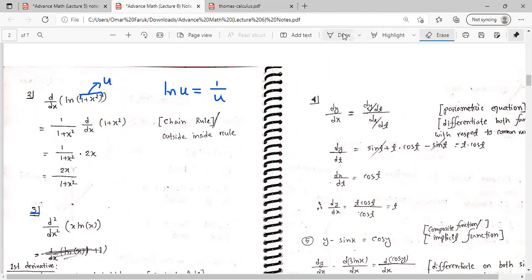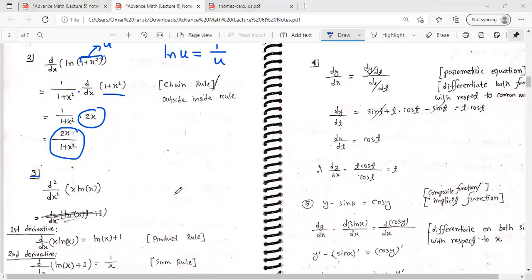Then you multiply by the derivative of the inner function. The inner function is 1 + x², so the derivative of 1 + x² will be 2x. So in total it will make 2x by 1 + x².